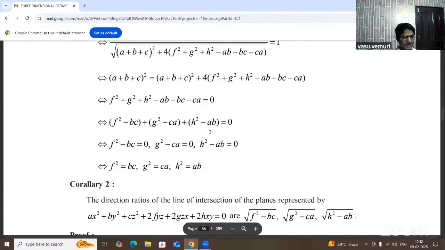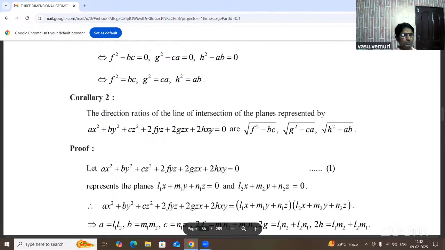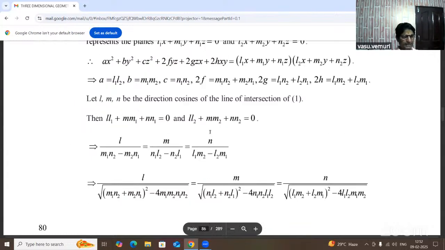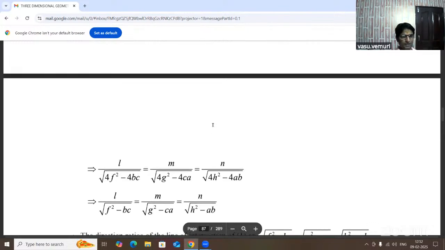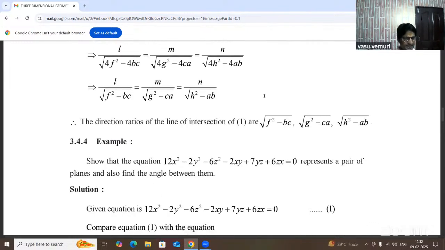The direction ratios of the line of intersection of the planes represented by this equation are: square root of (f² - bc), root of (g² - ca), root of (h² - ab). This is also important, according to the angle between the pair of planes. That is also very simple. Just see and practice here, the direction ratios of the line of intersection.